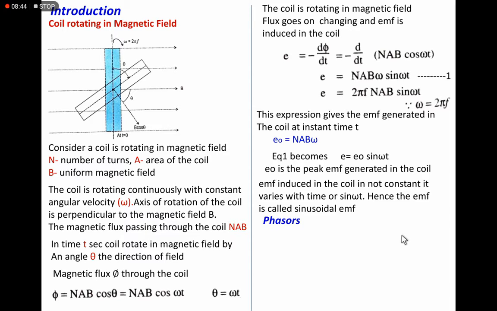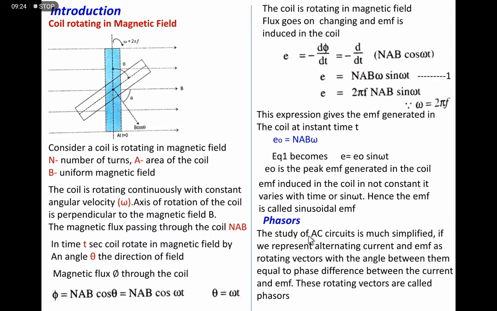So here is the new topic, phasor. Just now we studied that EMF is induced in the coil, and once the EMF is there in the coil, the current is induced. Then how the current and the EMF are related to each other in AC circuits, that you can learn through phasors by the phasor diagram.